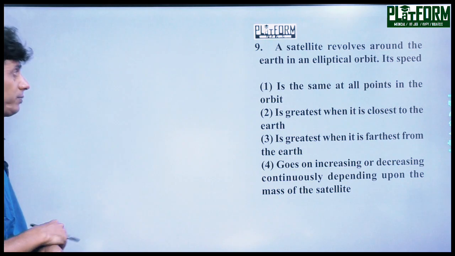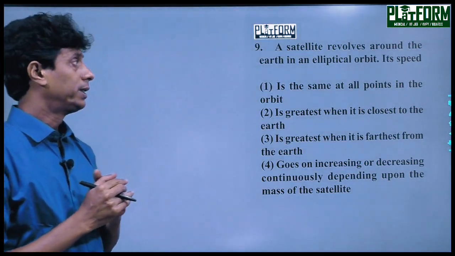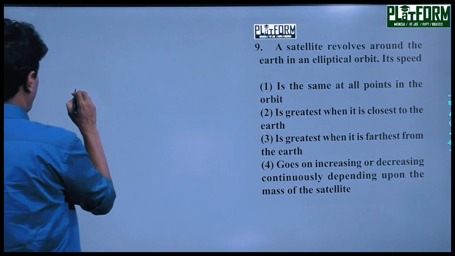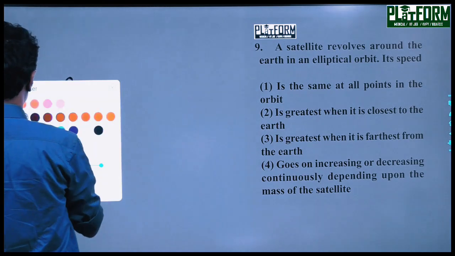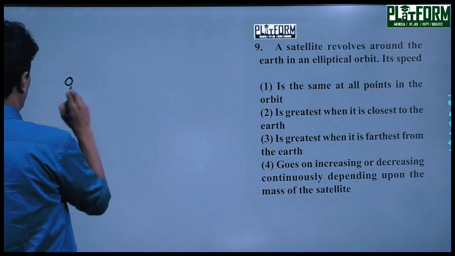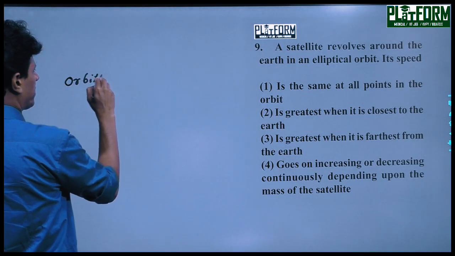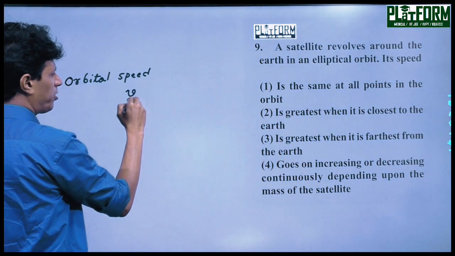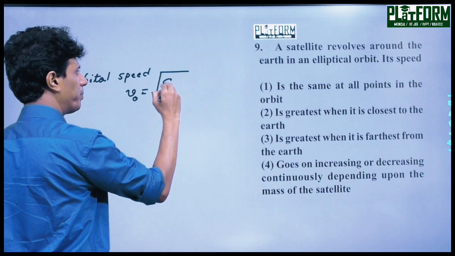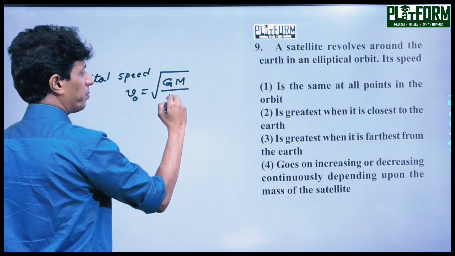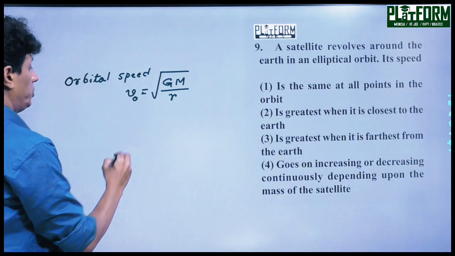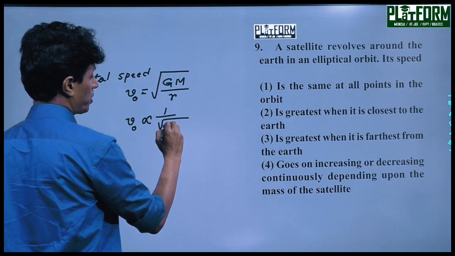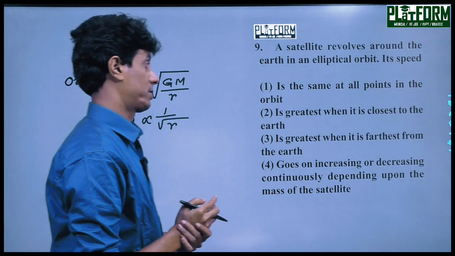Next problem. A satellite revolves around the Earth in an elliptical orbit. Its speed, that is orbital speed. We know orbital speed v naught is equal to root over GM by R. So we know orbital speed is inversely proportional to the root of the orbital radius.